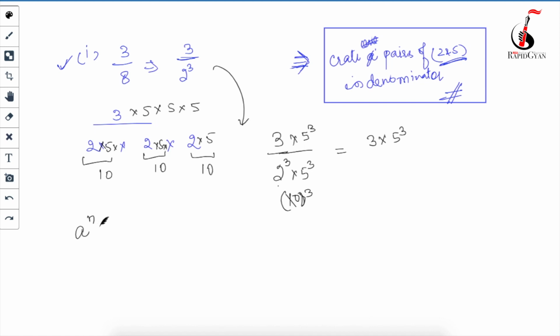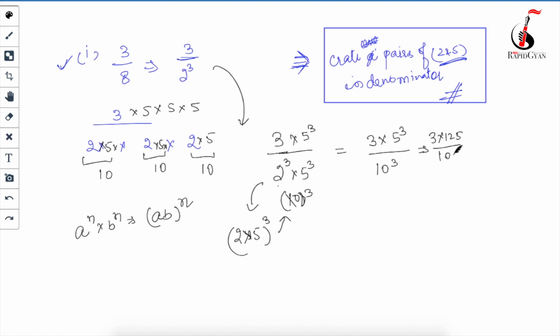Beta, a to the power n into b to the power n can be written as a times b to the power n. So this I can write as 2 times 5 to the power n. N is 3, so to the power 3, which is your 10 to the power 3. So 3 into 5 to the power 3 upon 10 to the power 3. So this is your 3 into 125 upon 1000. So 125 times 3 is your 375. So 375 divided by 1000.